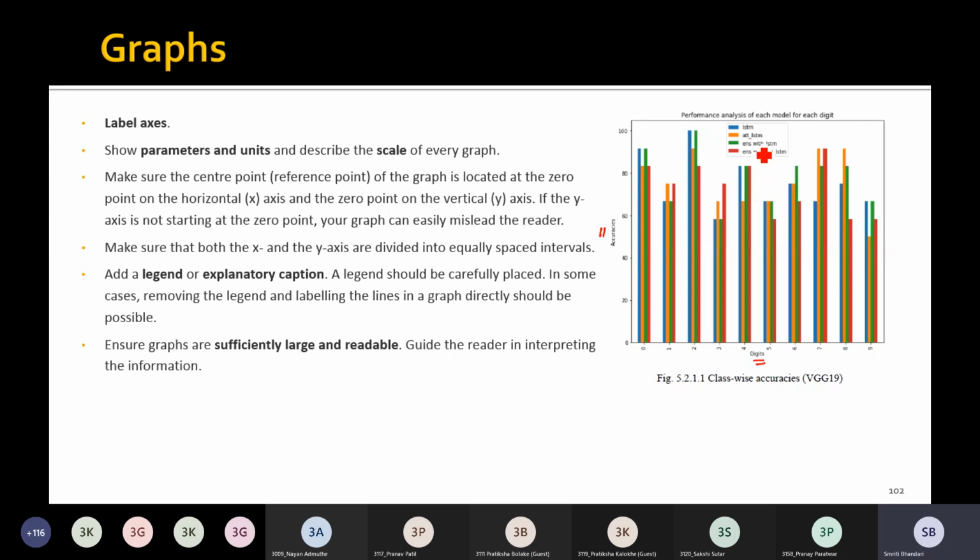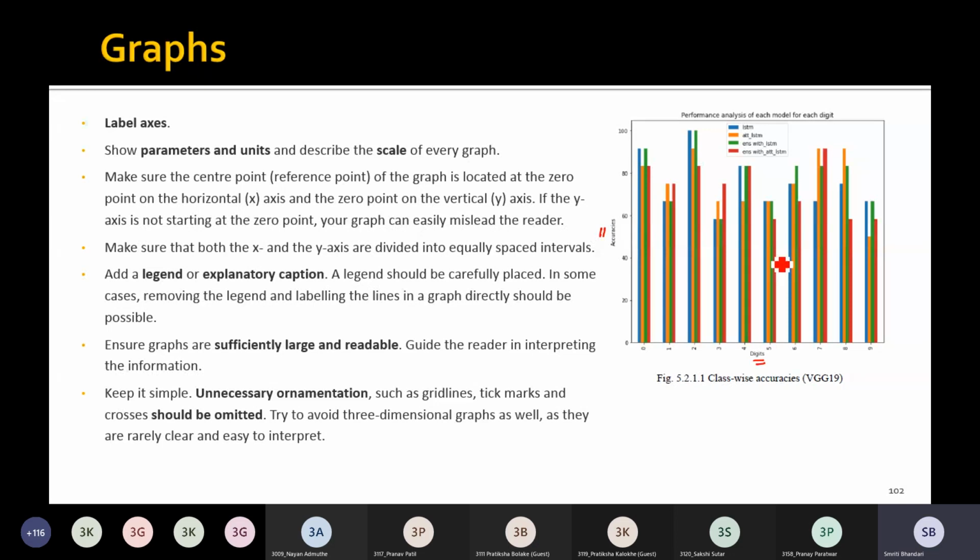Then ensure that the quality of the graph is good. What does this mean? Ensure that the graph is sufficiently large and readable. Also, associated with the graph, write some text interpreting the information that you have depicted in the graph. Then whenever the reader reads the information referring to the graph, the idea would be clearer. Whenever you put any graph, you should have some information that explains that particular graph.